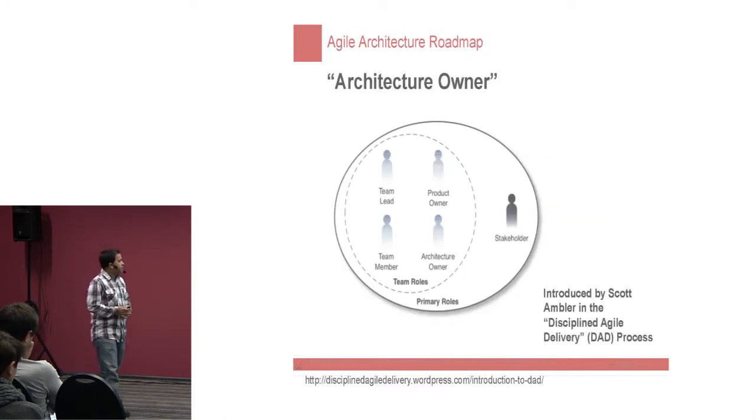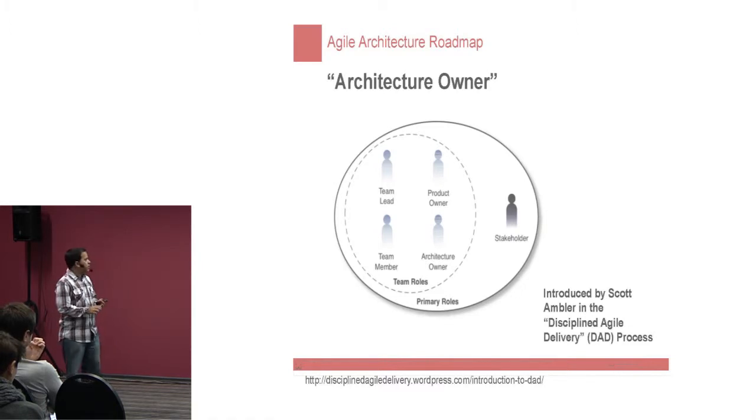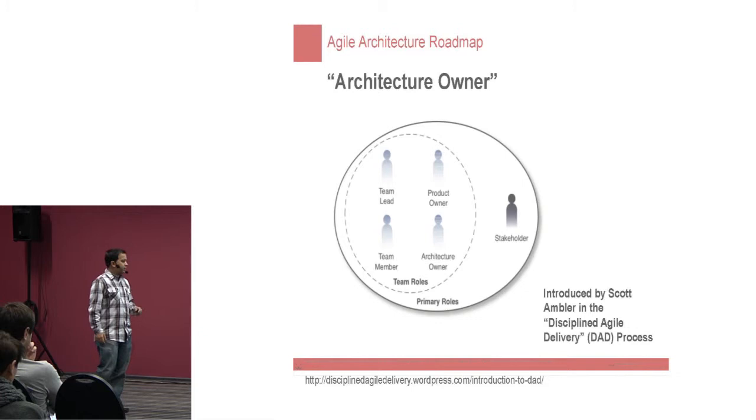So the idea here is that we would introduce the architecture owner, which has been introduced by Scott Ambler in Disciplined Agile Delivery. So Scott mentions that differently than what Scrum proposes, you have a product owner, you have a team lead, which would be your Scrum master, and the team members, but not only that, you also introduce the architecture owner.